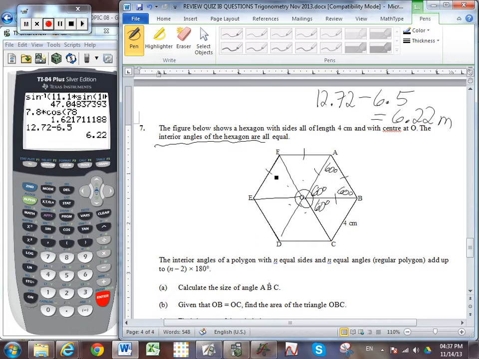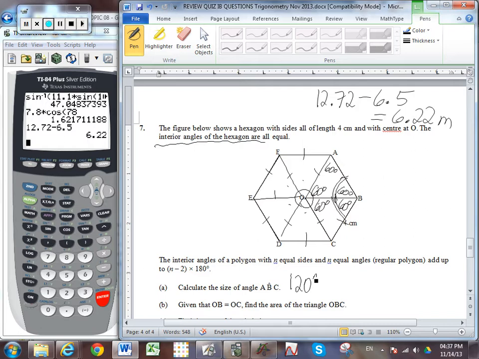Turns out that you get equilateral triangles everywhere, which are all equal to 4 centimeters in length. And so angle ABC, this one right here, must be equal to, ABC is this and this, isn't it? So it's 60 plus 60, we get a total of 120 degrees.